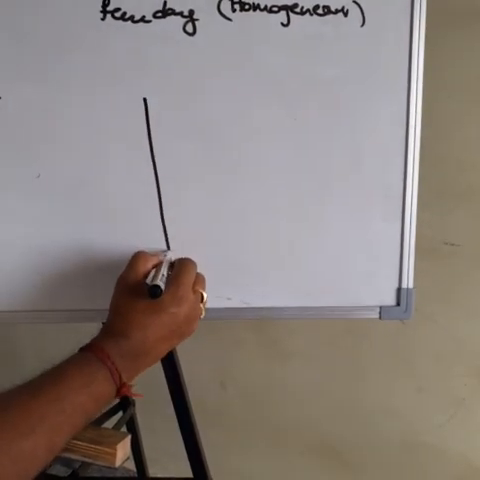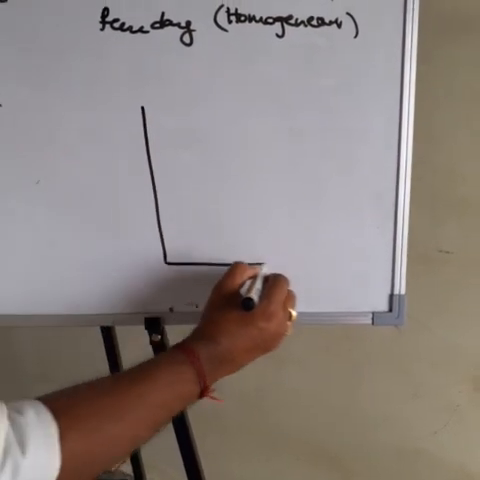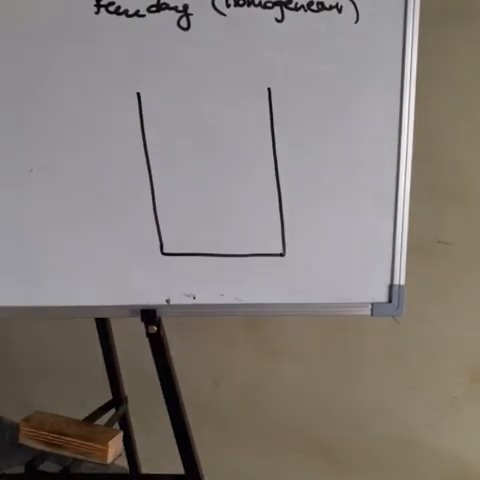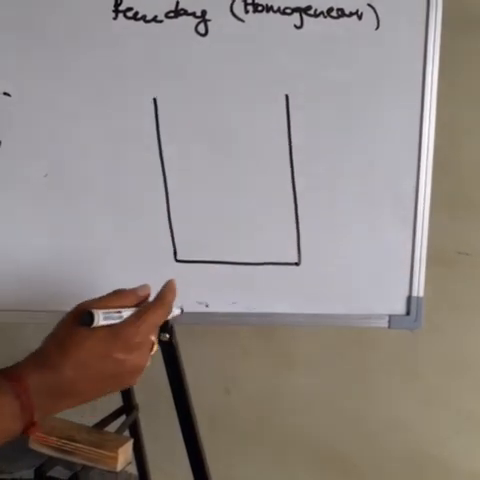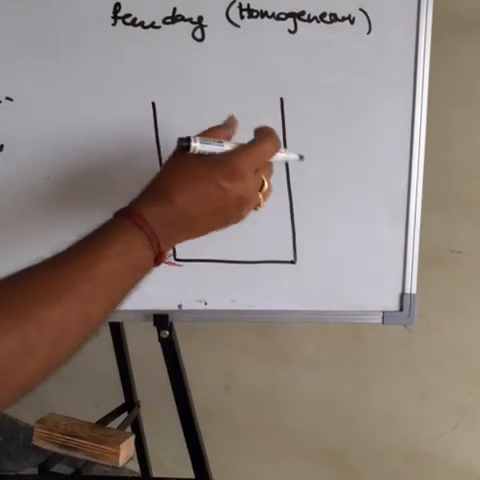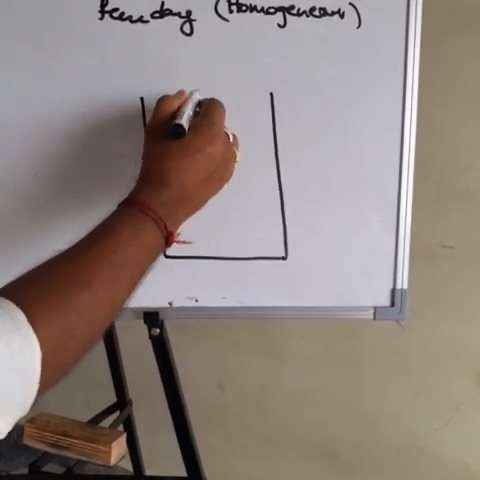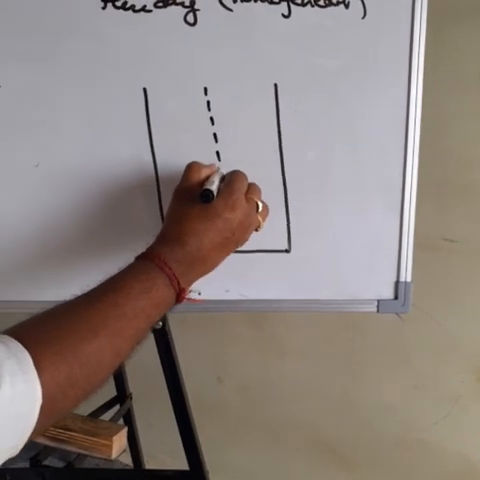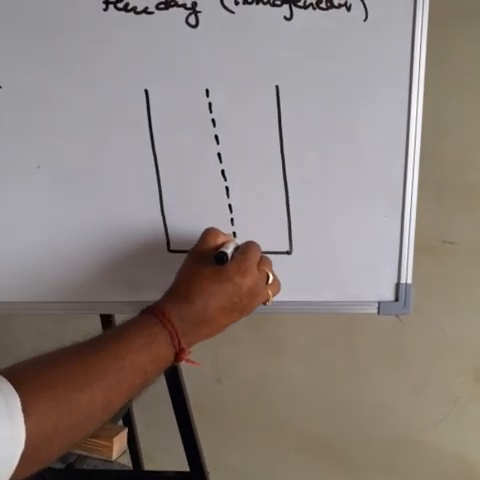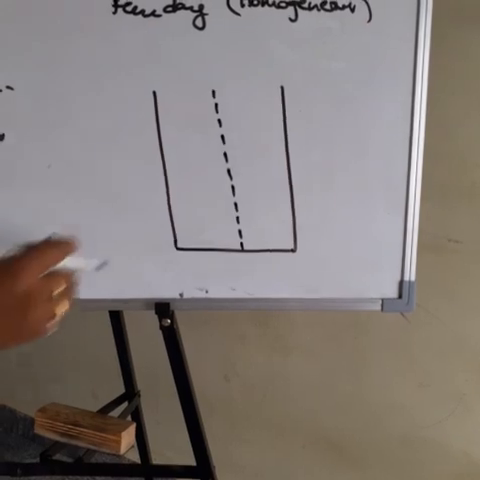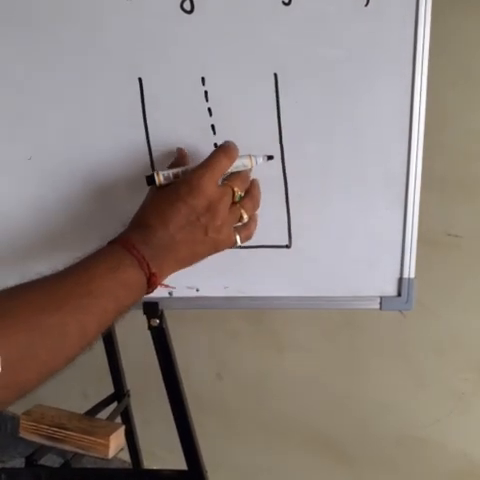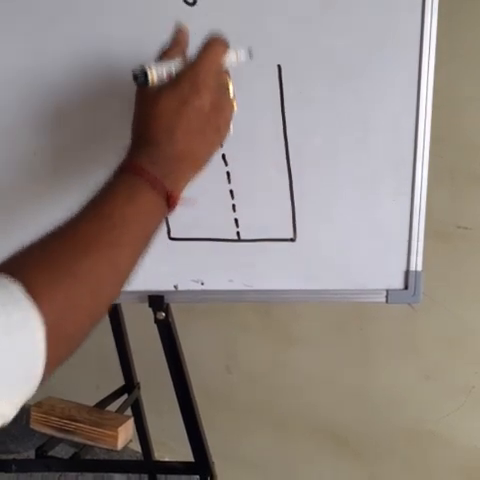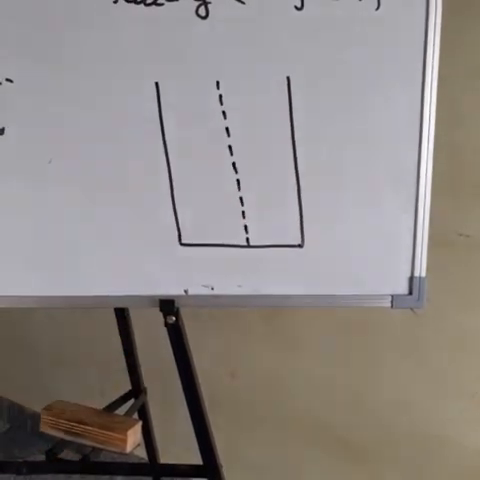This is one type of beaker I have taken here. The beaker is divided into two parts using a semi-permeable membrane. This is the semi-permeable membrane. This beaker is divided into two compartments by the semi-permeable membrane.